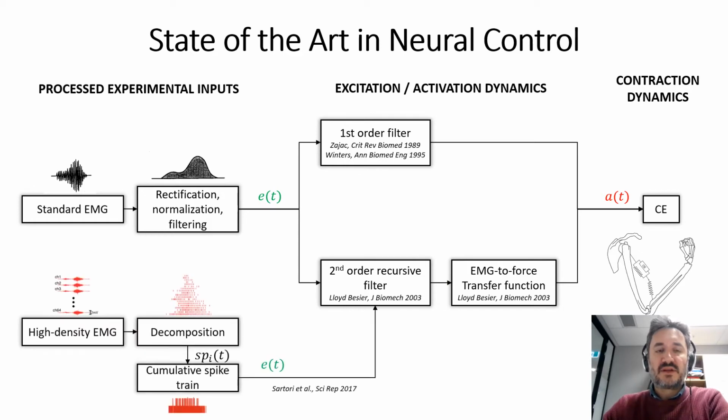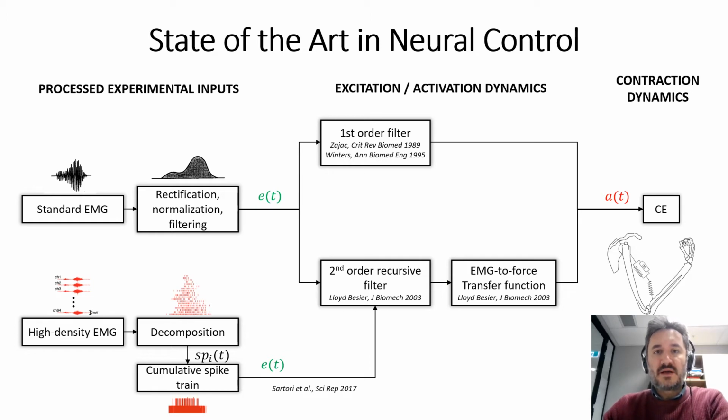In 2017, motoneuron-specific spike trains obtained from the decomposed high-density surface EMG signals were used by Sartori and co-workers to derive the muscle active state. However, these multiple spike trains were, like in previous studies, merged into a single neural control and fed to a single Hill-type model, again representative of an entire skeletal muscle.